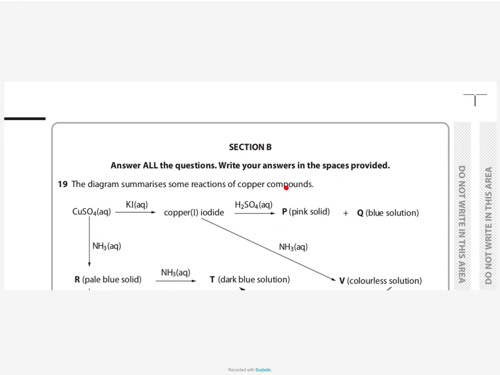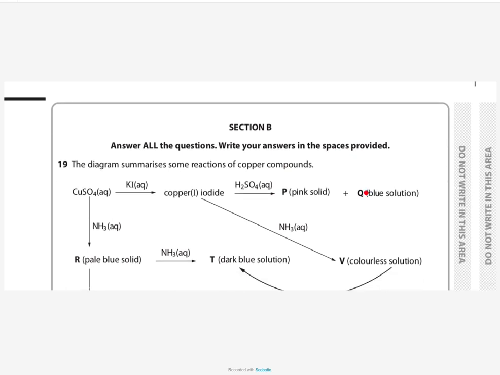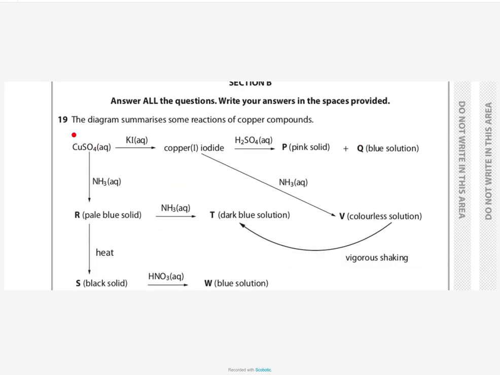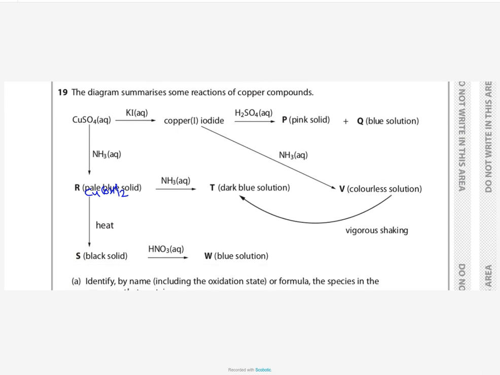The diagram summarizes some reactions of copper compounds. Ammonia, pale blue solid. We know what R is, right? Copper 2 hydroxide. Let me just write everything here itself, then it's easy. Copper 2 hydroxide. When you heat it, you get a black solid, and we know the only black solid of copper is copper 2 oxide. Copper oxide.